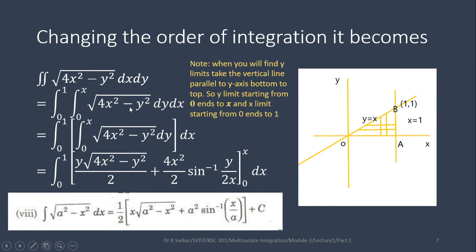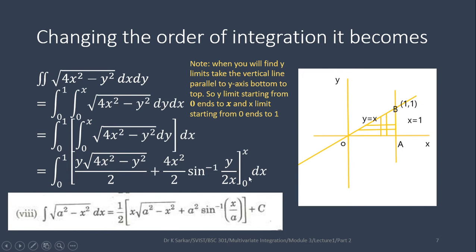So the inner limits are variable, the outer limits are constants. Now you look, when you do the integration with respect to y, x will be treated as a constant. So 4x square means (2x) whole square. This 2x will be treated as a. And it becomes the special formula of integration, square root of a square minus x square dx form, where x will be treated as y here. So now you apply this formula, put that, and you get these terms.